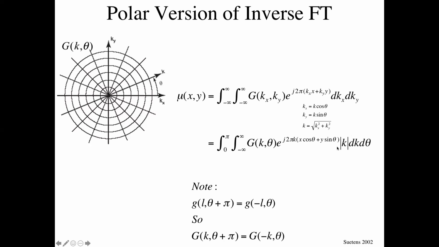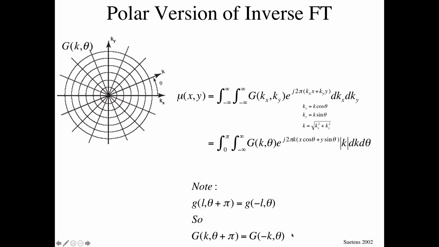So what happens here is we get our new elements of integration, where the Jacobian is k. When you take the derivatives here, you find that this is k. So that's what the inverse Fourier transform looks like in polar coordinates.